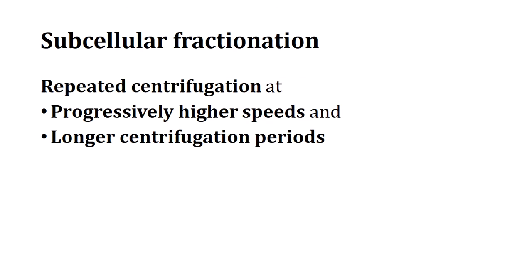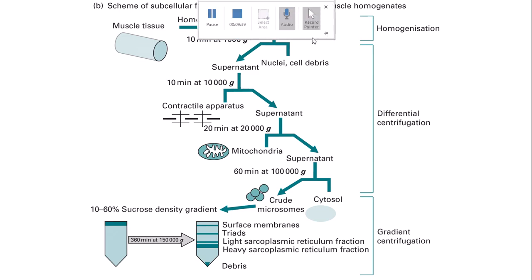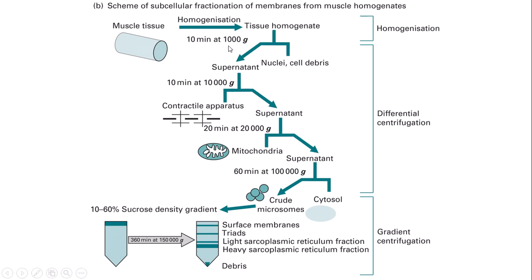This fractionation is actually repeated centrifugation at progressively higher speed and longer centrifugation period. This is the basic protocol of differential centrifugation which we perform. The first step is 10 minutes at 1000 G, and it pellets the nuclei and cellular debris after homogenization. In the tissue homogenate, the nuclei and cell debris are separated. Usually both fractions come down together because of their large size, and then we separate the supernatant.